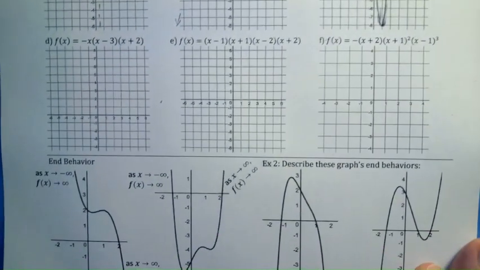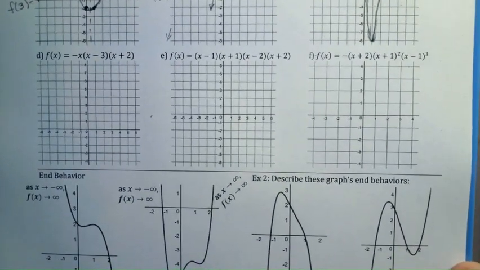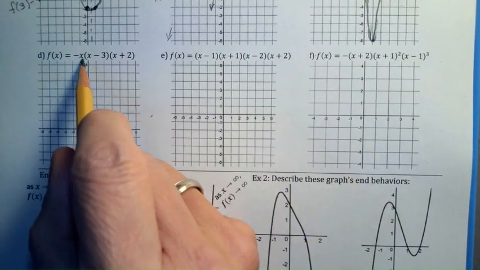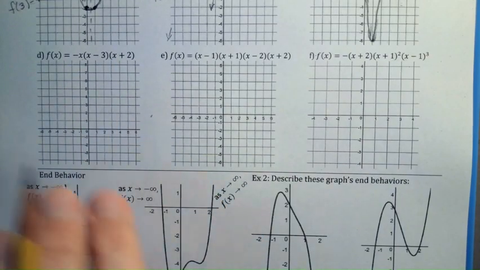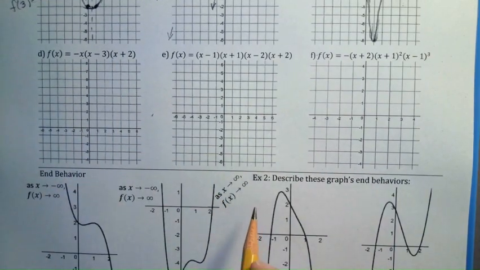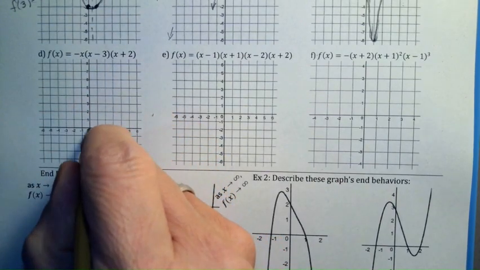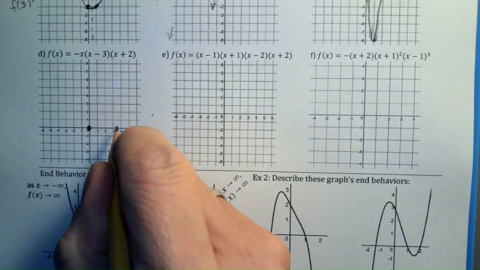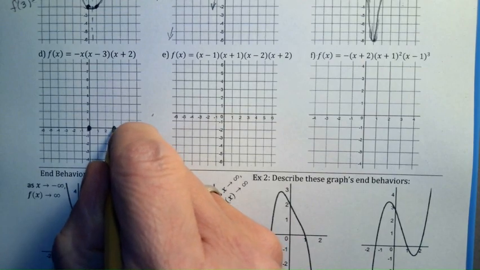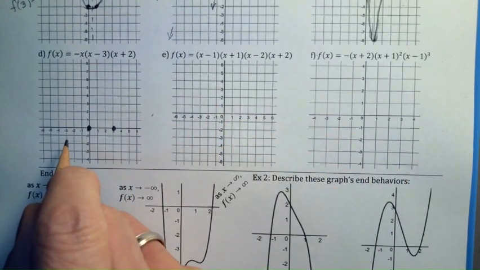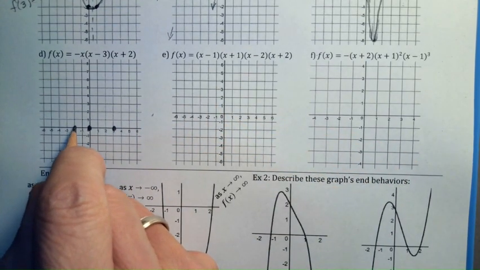All right, let's look at D. So D, notice we have 3 zeros. All of them are multiplicities of 1. So let's plot those zeros. So first one's going to be 0. Next one's going to be 3. And the next one is negative 2.